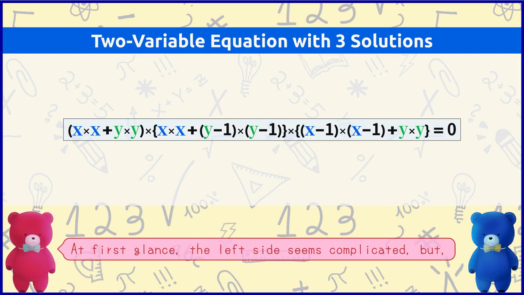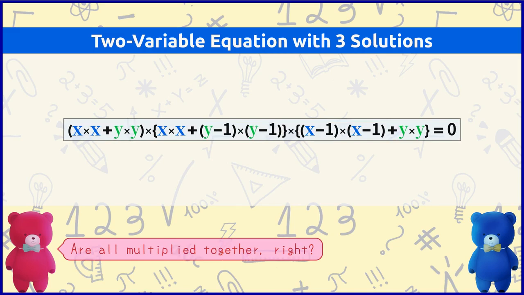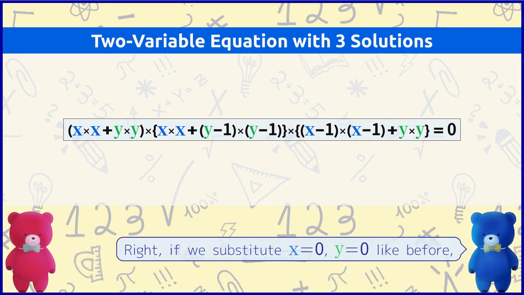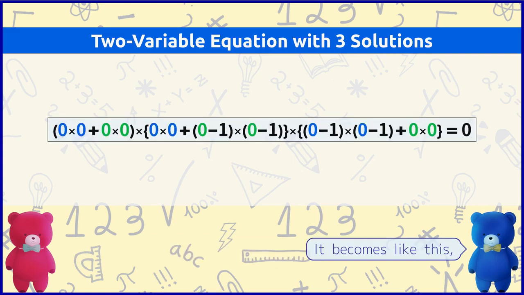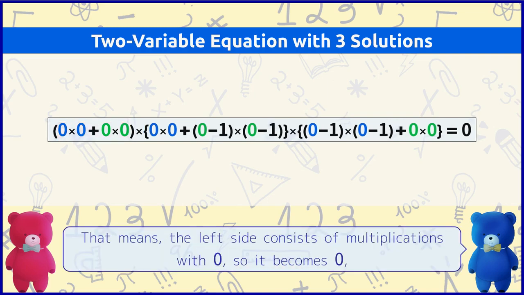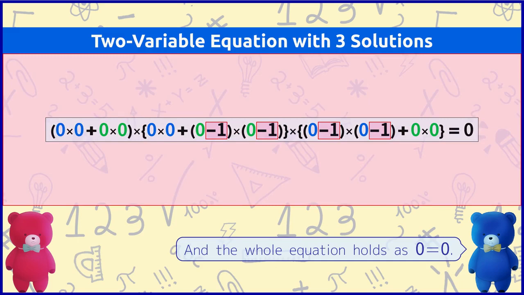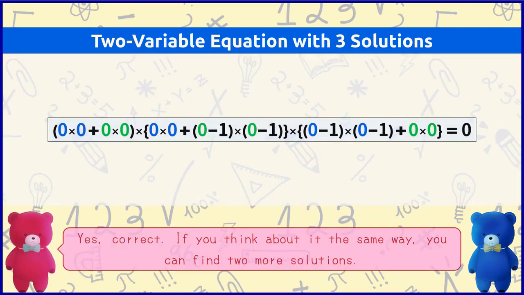At first glance, the left side seems complicated, but this part, and this part, and this part are all multiplied together, right? Right, if we substitute x equals 0, y equals 0 like before, it becomes like this. So this part becomes 0 just like before. That means the left side consists of multiplications with 0, so it becomes 0. And the whole equation holds as 0 equals 0. Correct. If you think about it the same way, you can find two more solutions.